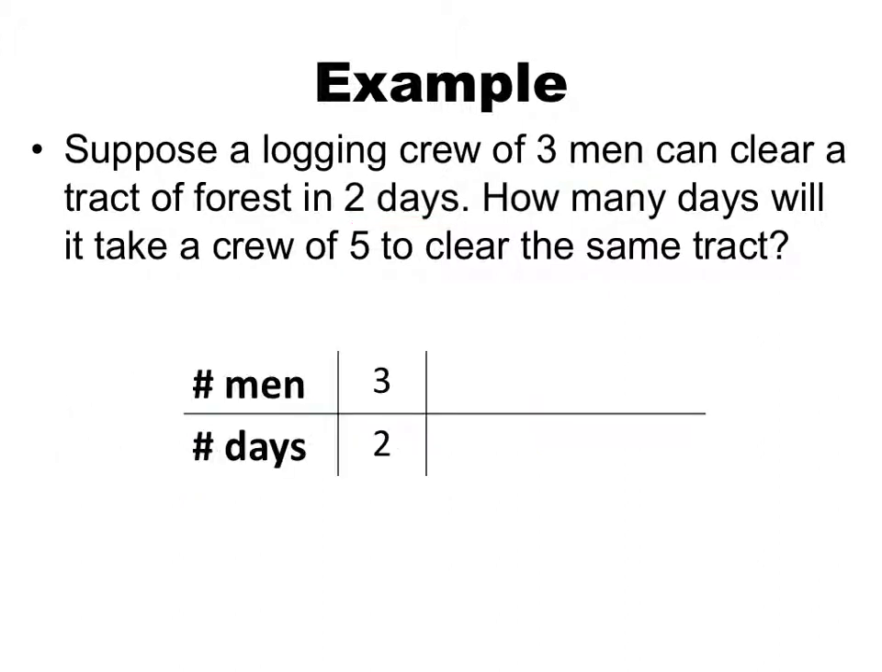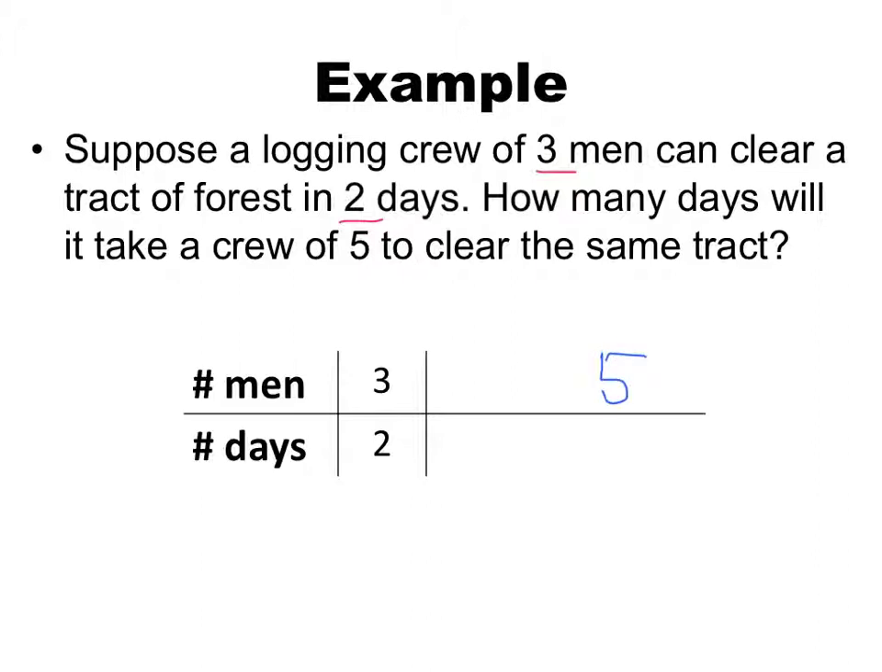problem. So let's set up a table like this, which at first glance looks like a ratio table, but it's not really a ratio table. We're going to put our number of men in the first row as our first quantity, the number of days in the second row as our second quantity, and then we're going to put the given values of those quantities. We said it took 3 men 2 days. Okay. And so now what we want to get is a 5 up here in this first row. So let's write a 5 over here.